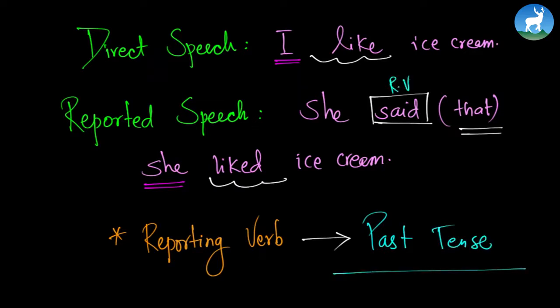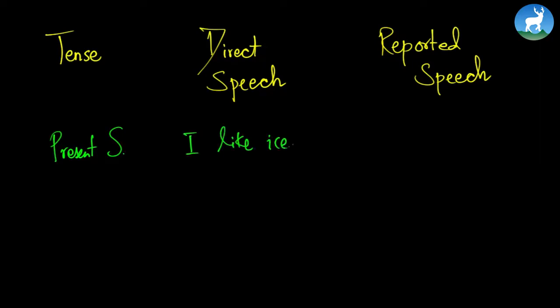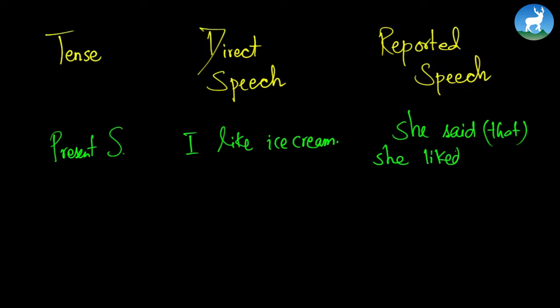Here is the reporting verb. I'm writing RV for that. The reporting verb RV is in past tense. Now let us write some examples and it would be pretty clear from the examples. I'm writing tense here. After that I'm writing direct speech. Since the space is less here, I'll have to scooch reported speech here. Now let's write a few examples. First is present simple tense. The sentence is I like ice cream. And the reported speech is she said that she liked ice cream.